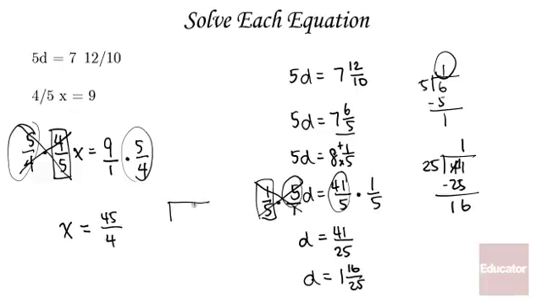Let's change that into a mixed number. 4 will go in one time, leaving me with a 0. Bring down the 5, and it'll go in once again, leaving me with 1. So x equals 11 and 1/4.